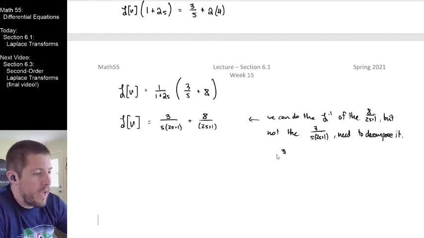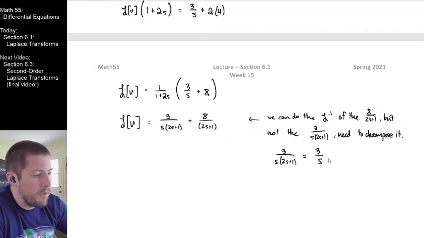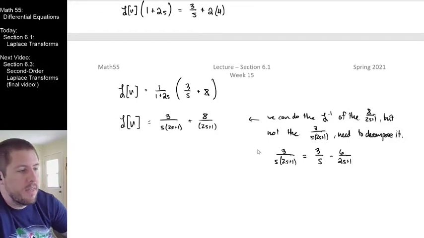And fortunately for you guys, although I know that you love just watching me do algebra in your calculus videos, I've already done this one. This comes out to be 3 over s minus 6 over 2s plus 1. That's my decomposition of that fraction right there.